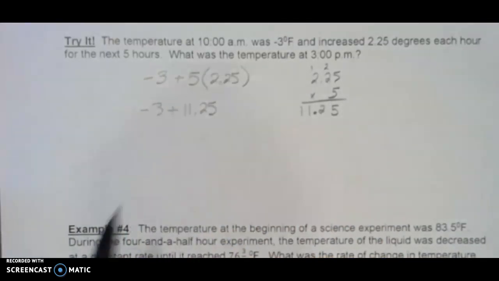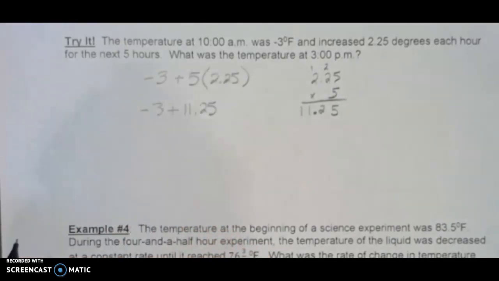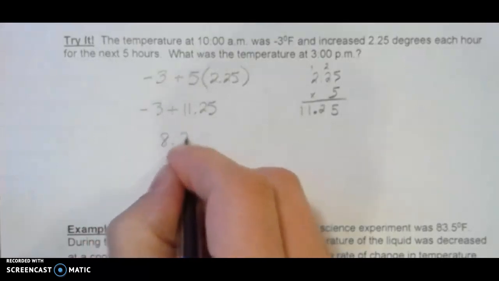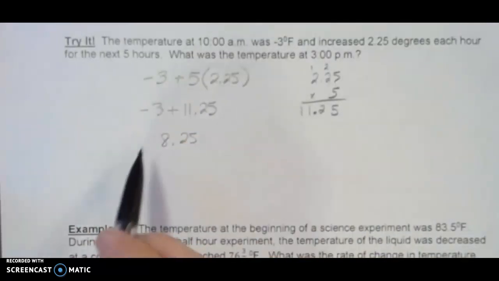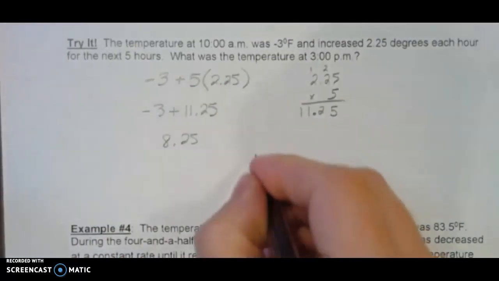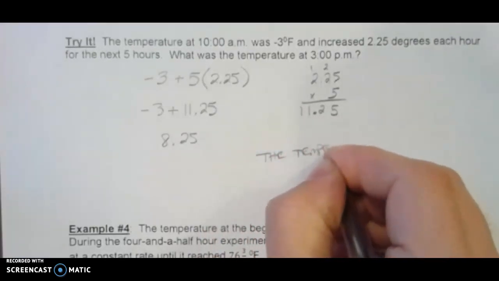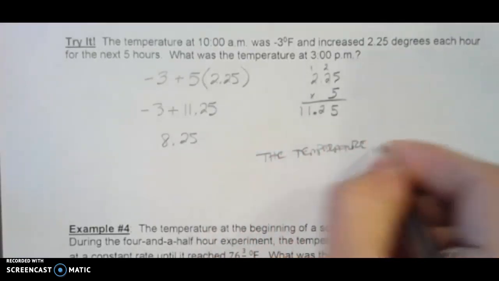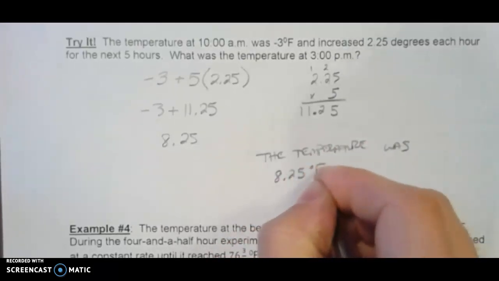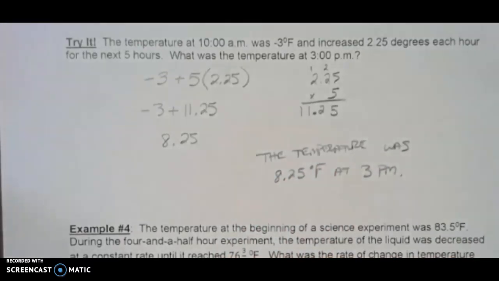Now to get the temperature, I'm just going to combine these numbers. Again, they're different signs, so I'm going to subtract. 11 and 25 hundredths minus 3 is 8 and 25 hundredths. And this time it's a positive number because our positive number has the greater absolute value. So we can say that the temperature was 8 and 25 hundredths degrees Fahrenheit at 3 p.m.